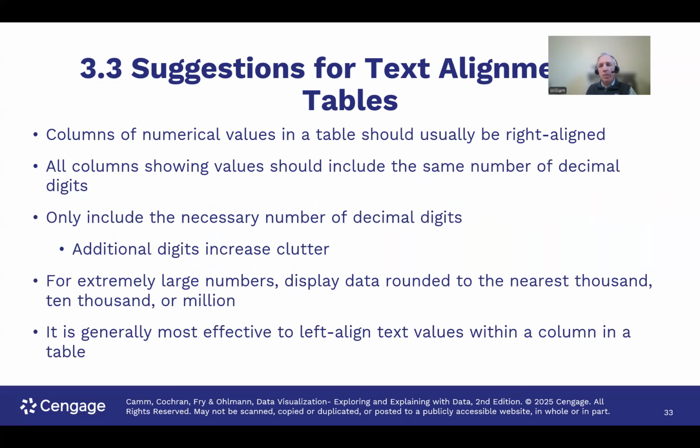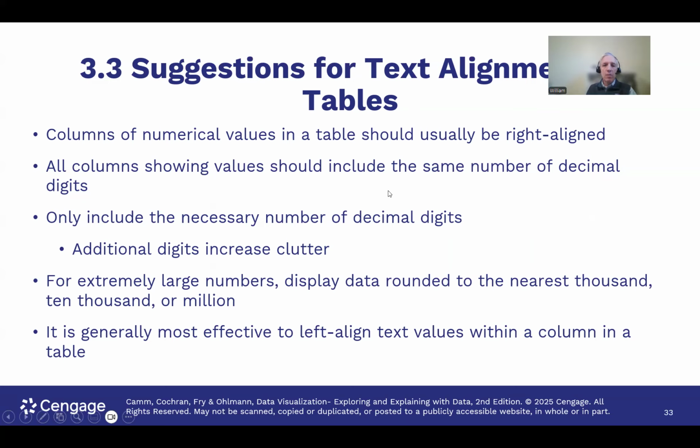Now, when you're putting up tables, there are some suggestions for text alignment that make it a huge amount more readable. If you have numerical values in a table, they should usually be right aligned. They don't have to be, but they should usually be. All the columns showing a value should include the same number of decimal digits. So you don't want to have a column that has 2.54 and another column that has 2.54718316. So whatever the right number of decimals is, be consistent with that.